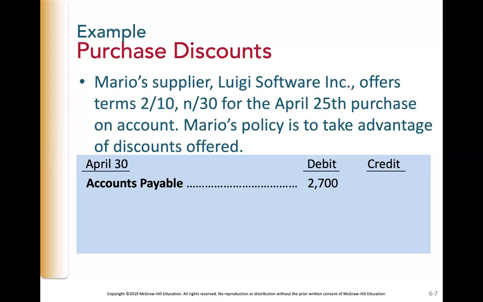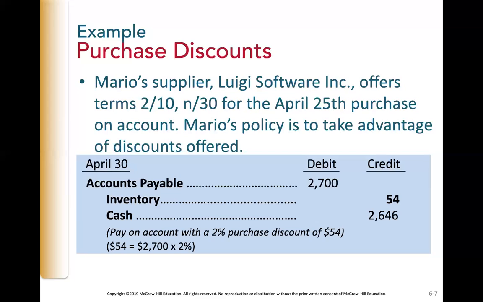Then we take the 2% discount. 2% discount on $2,700 is $54. We need to credit inventory for the purchase discount. There is not a purchase discount account. You record it to inventory because when you originally recorded the transaction, you recorded inventory at a higher value than what you actually ended up paying for it. So you need to decrease inventory by the $54 discount.